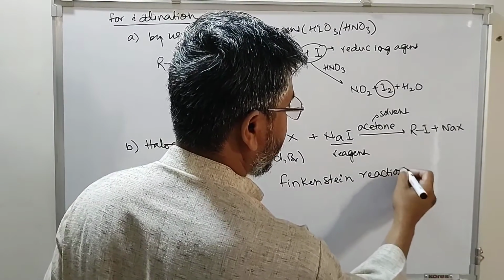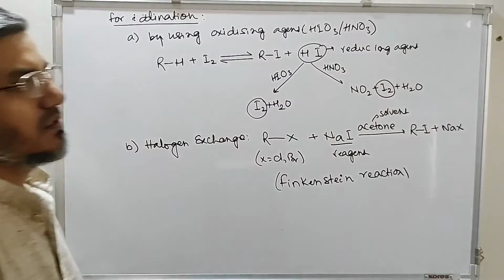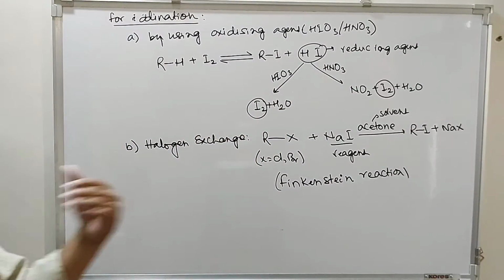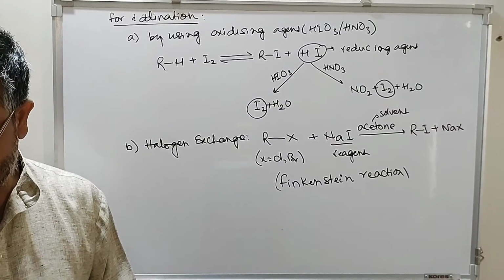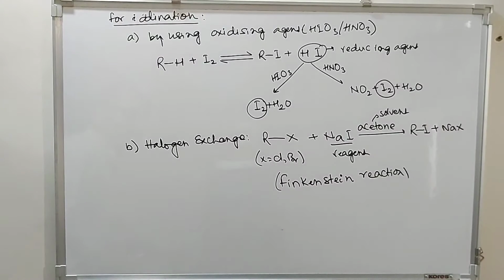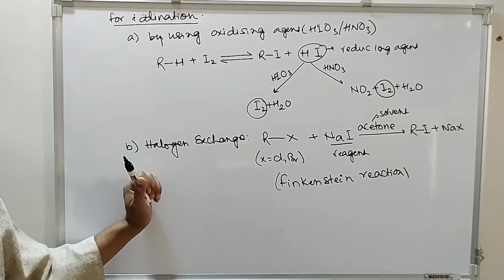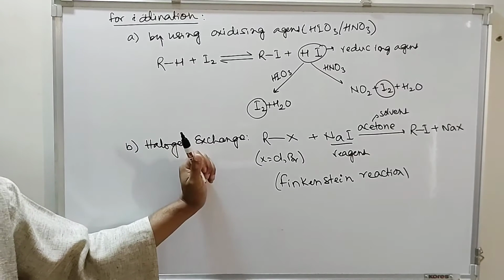Finkelstein reaction. So this is direct halogenation of alkanes to give you alkyl halides. So for this we have modified methods for fluorination and iodination.